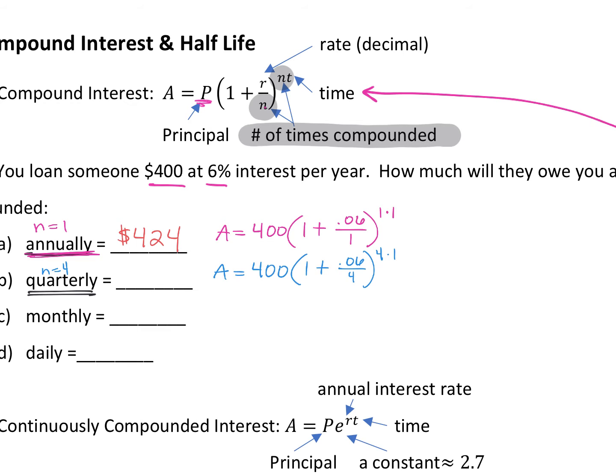Okay, so for this one, now you made $424.55. So not a lot more than you would have if you did it annually, but you're making more money. The more money you give them, the more money you're going to make off of them doing this, right? Okay, so monthly, do this.